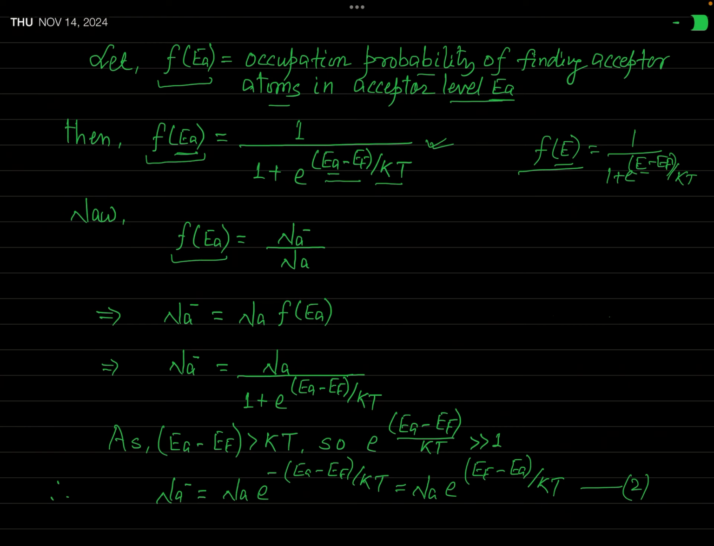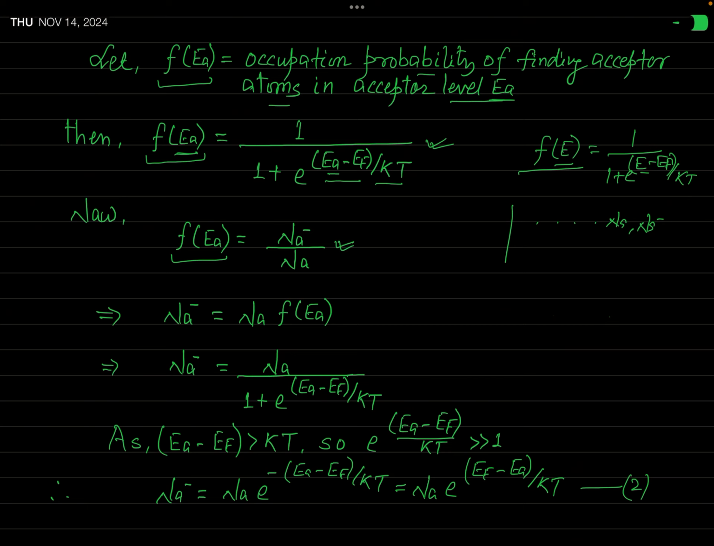You can see there are total Na atoms in this acceptor level. And the total number of atoms is Na. Among these Na atoms, some have actually got ionized. So let us consider that Na minus atoms get ionized. So the probability of finding atoms in this energy level Ea, in accordance with the definition of probability, will be equal to Na minus divided by Na.